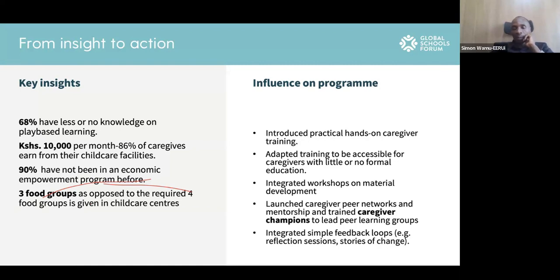And lastly, we wanted to also get feedback from the caregivers, and through these peer groups we have an additional feedback loop. We hold reflective sessions when they're having these peer sessions, and some staff members do attend them. Those reflection sessions help a lot in trying to refine the program, and so do stories of change, which have also been very impactful.